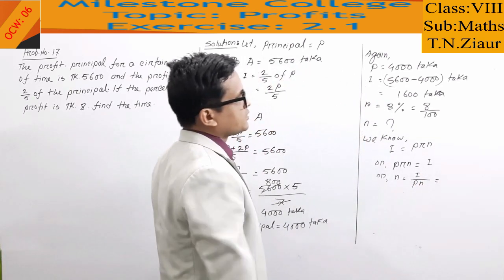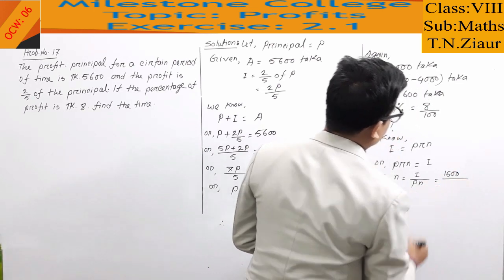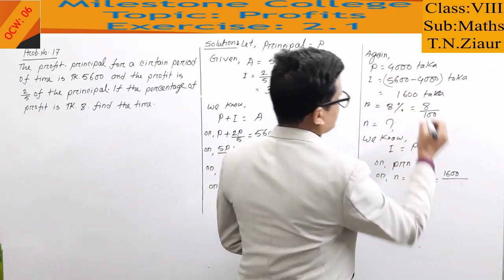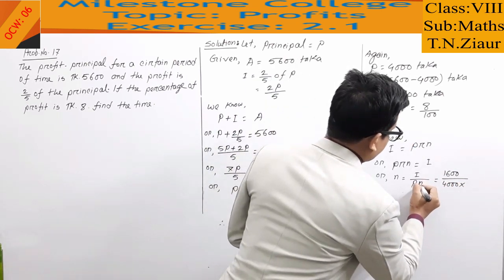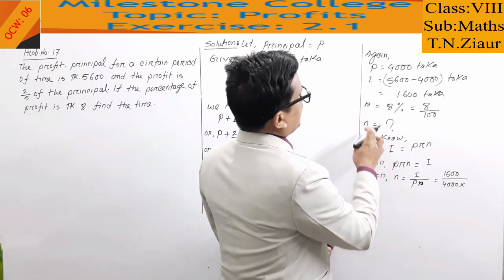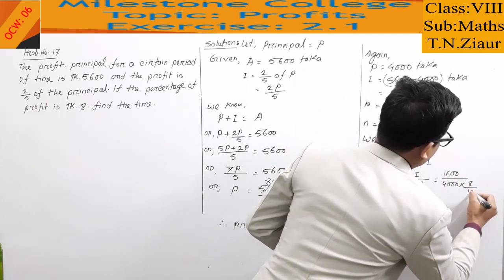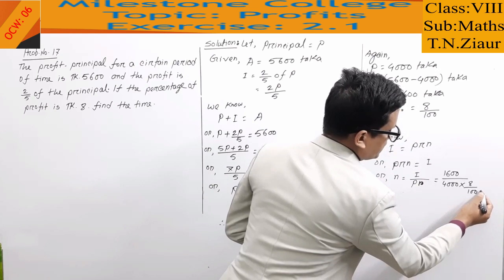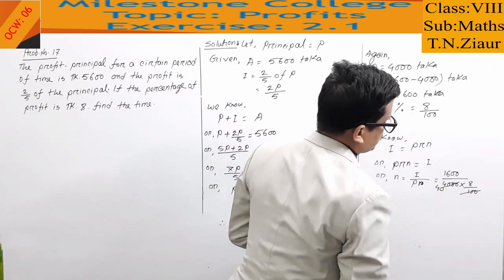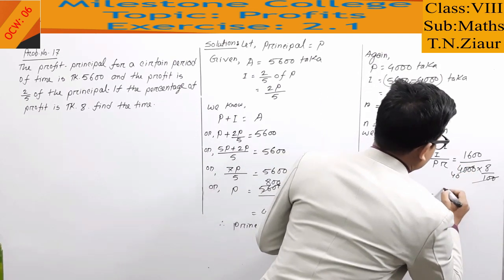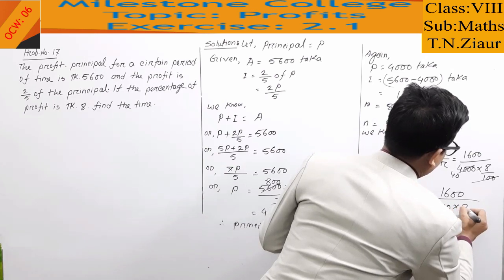I is equal to what? Now I is equal to 1600, and p is equal to what? p is equal to 4000. Just write here 4000. R is equal to 8 by 100. Just we can cut this one. If you cut, then it will be 40. So 40, that means 1600 by 40 into 8.